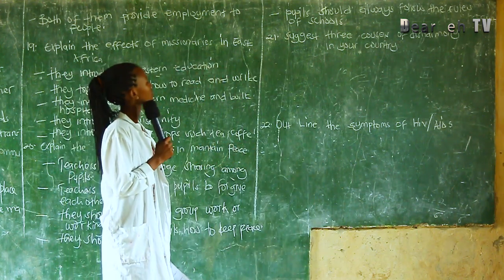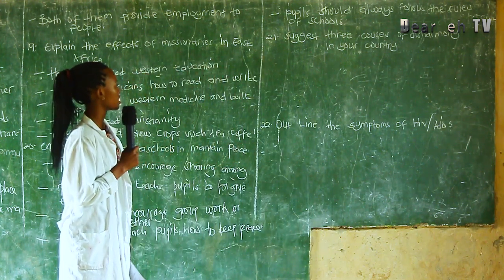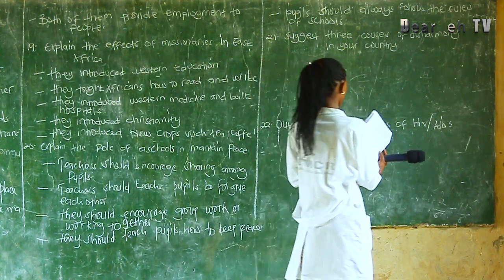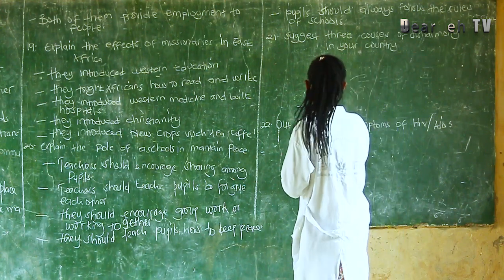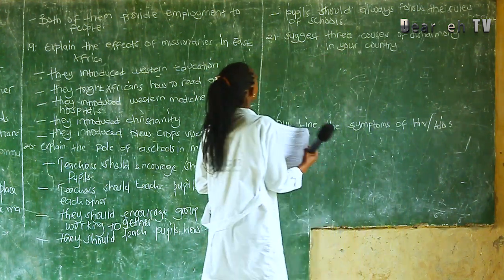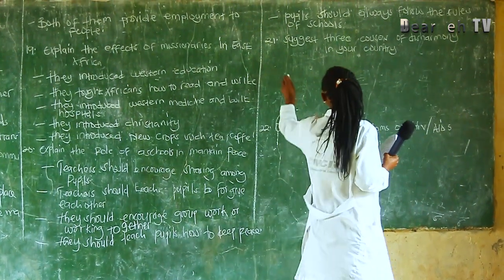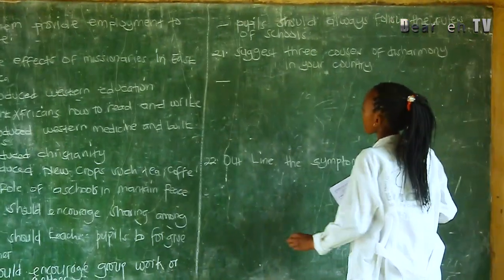So they are asking for three causes of disharmony in your country. There are many causes of disharmony in our country. I will talk about some of them. The first one is corruption.